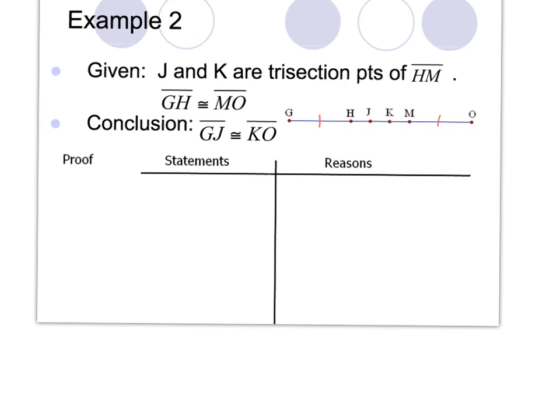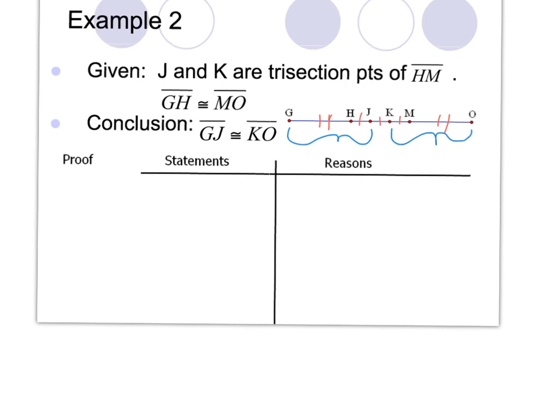J and K are trisection points of HM. What does that tell me? I'm going to use 2 tick marks for this now because that's just going to be easier. All right, that means that all 3 of these are congruent. Awesome. And I want to prove that GJ and KO are congruent.